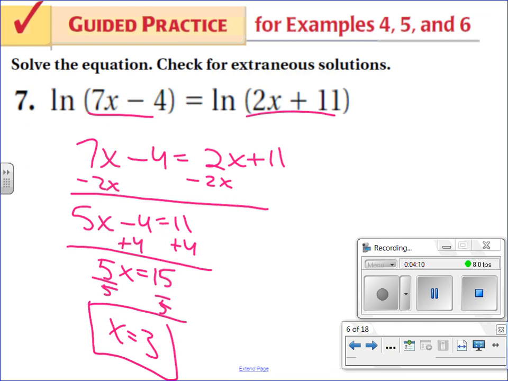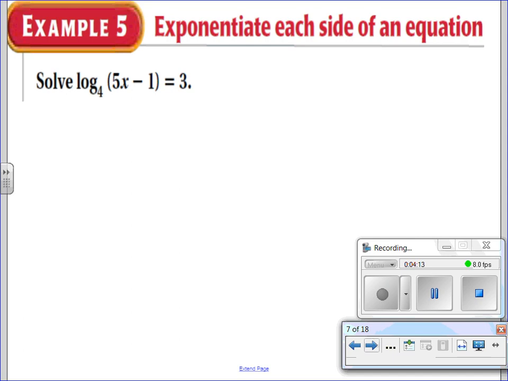Okay, the next one is a little different because we don't have two logarithms that are equal to each other and we don't have a conclusion that we can draw. But it's actually, I think, even easier to solve this. Do you guys have any ideas of how we can solve this? Spencer?